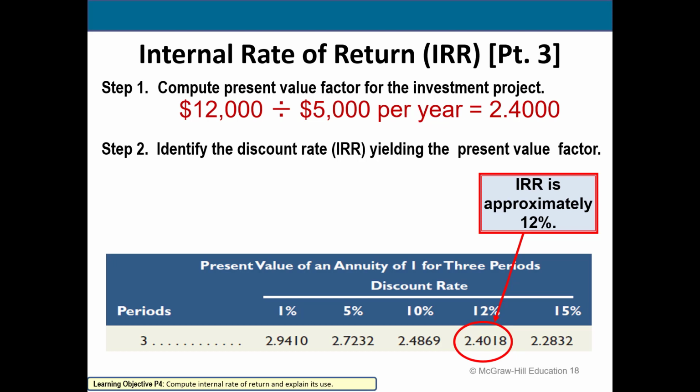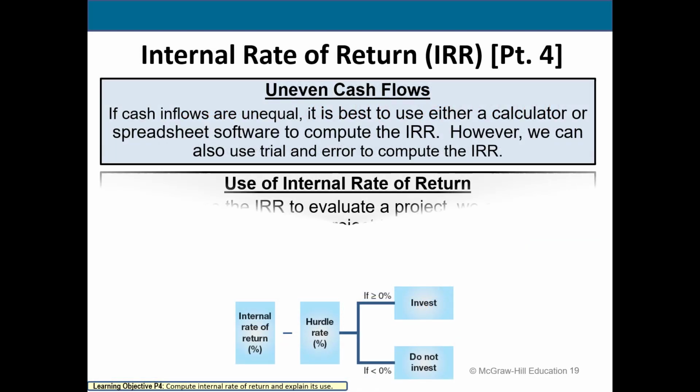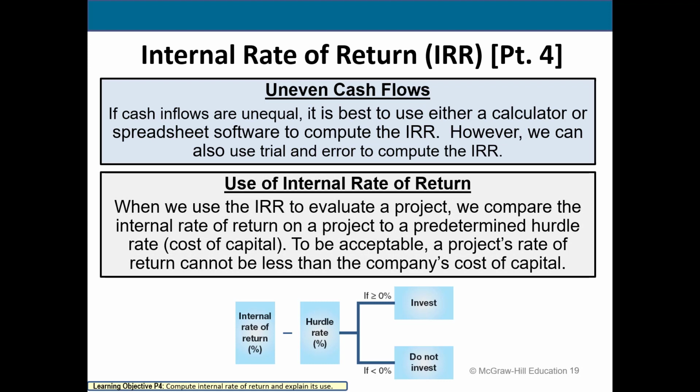So here we can see that 2.4018 is the closest number to 2.4. And this means that the internal rate of return is approximately 12%. With uneven cash flows, it's a more difficult computation, so you have to use a calculator or spreadsheet software, but we are only going to be looking at even cash flow calculations.